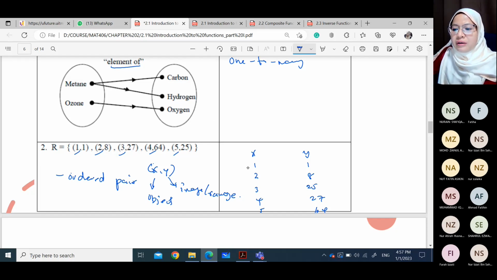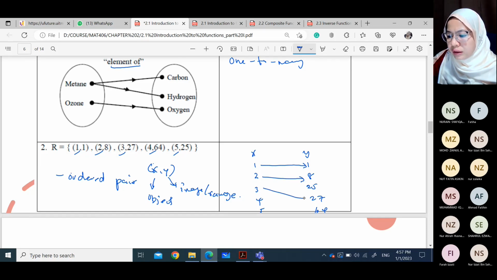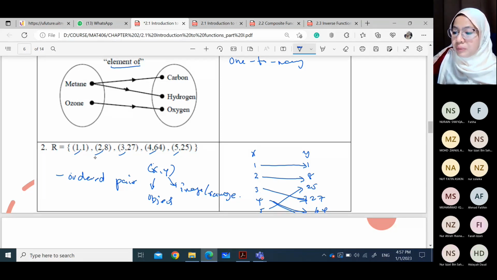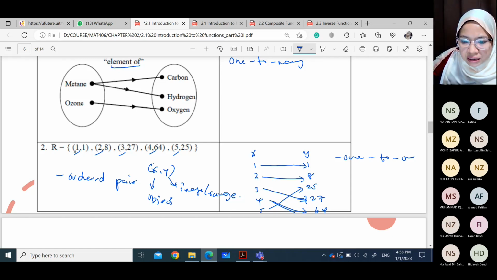So based on this relation, 1 is mapping to 1, and 2 mapping to 8, 3 to 27, 4 to 64, and 5 to 25. Okay, so based on this arrow diagram or based on this ordered pair, it is shown that the relation is about 1 to 1 relation. Kalau tak nak bentuk dalam bentuk diagram ni pun boleh, tak ada masalah. Kita tengok je dekat sini.